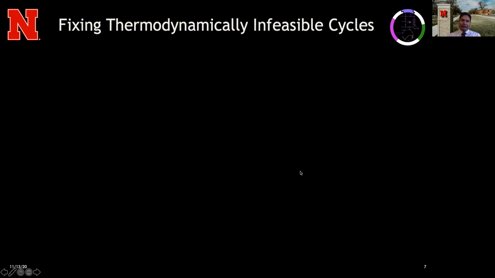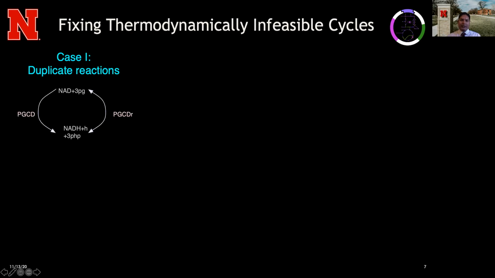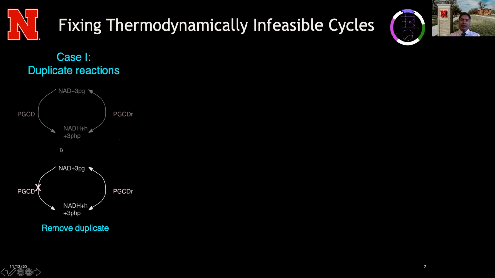There can be different cases of thermodynamically infeasible cycles. The first case is the presence of duplicate reactions in the model. For example, here you can see the same metabolic conversion done by two different reactions where one is irreversible and the other is reversible. If we have free energy change information, we can then correctly fix the reaction direction, or if we do not have this information, we can turn off the irreversible one and keep the reversible reaction so that this cycle is essentially broken.